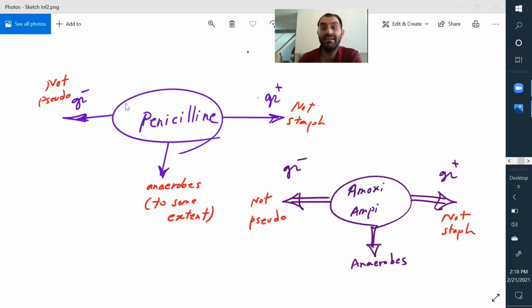Can I boost penicillin to kill Pseudomonas? Sure. Piperacillin, ticarcillin, carbenicillin. All right? These are Pseudomonas killing penicillins. Okay? Clear with penicillin, guys? Are we clear with penicillin?